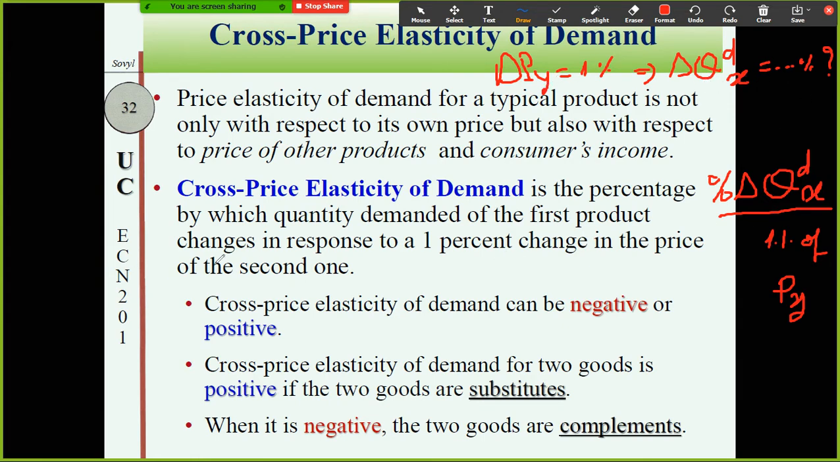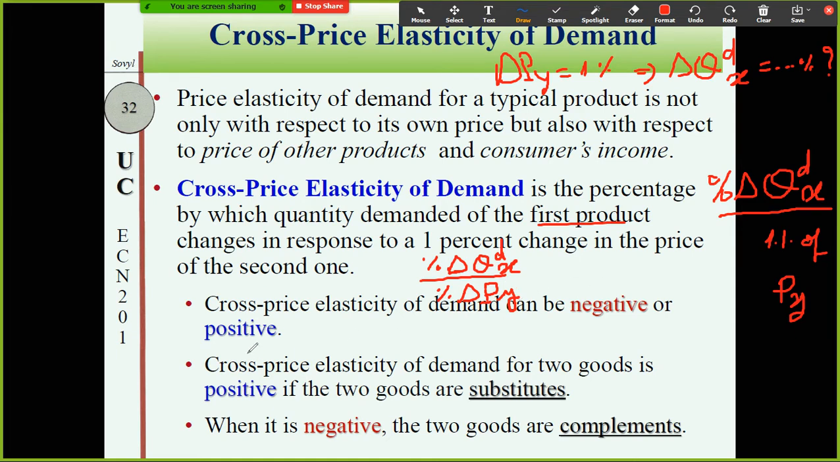Okay, so I can say that this is about definition, but in terms of calculation I can say that cross price elasticity of demand equals the percentage change in quantity demanded for the first good, the first product, I can say X, divided by the percentage change in price of the other product Y. Okay, so when we're talking about elasticity, we always take the percentage change of Q over the percentage change of P. But in terms of cross price, we must have two goods or two services, good X and good Y.